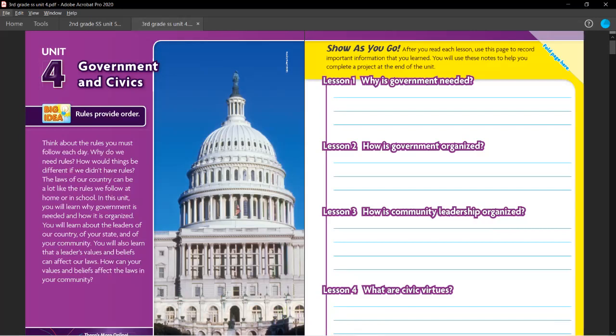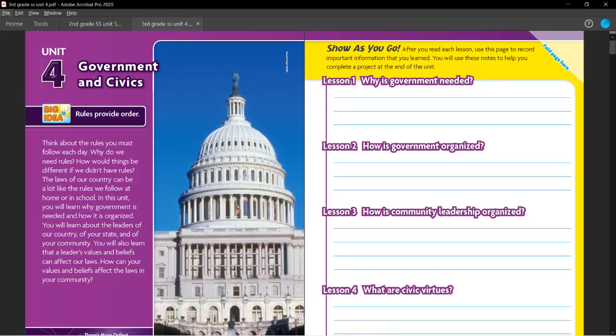In this unit, we're going to be talking about government and civics, and the big idea we're going to focus on is that rules provide order. Think about the rules you must follow each day. Why do we need rules? How would things be different if we didn't have rules? The laws of our country can be a lot like the rules we follow at home or in school.